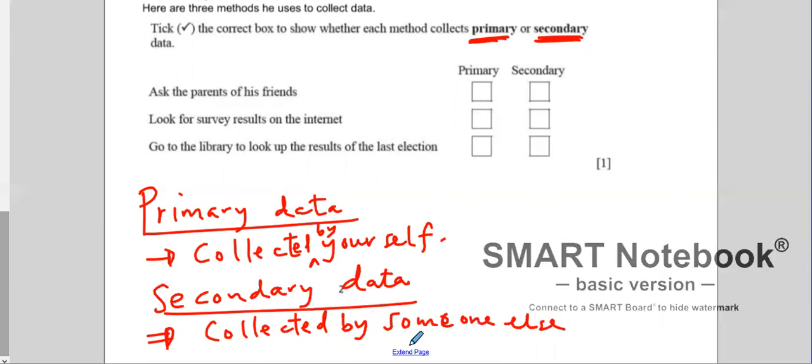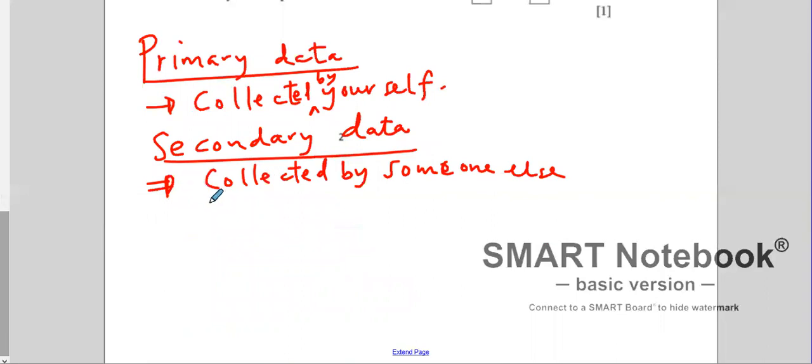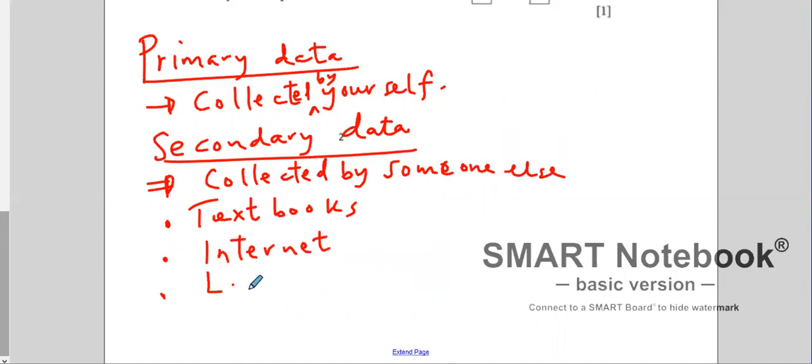All right, so secondary data is basically obtained from textbooks, and also from the internet or the library, because secondary data is the type of data that somebody else has already collected, or you can get it from the encyclopedia. See that? All right, and so forth.